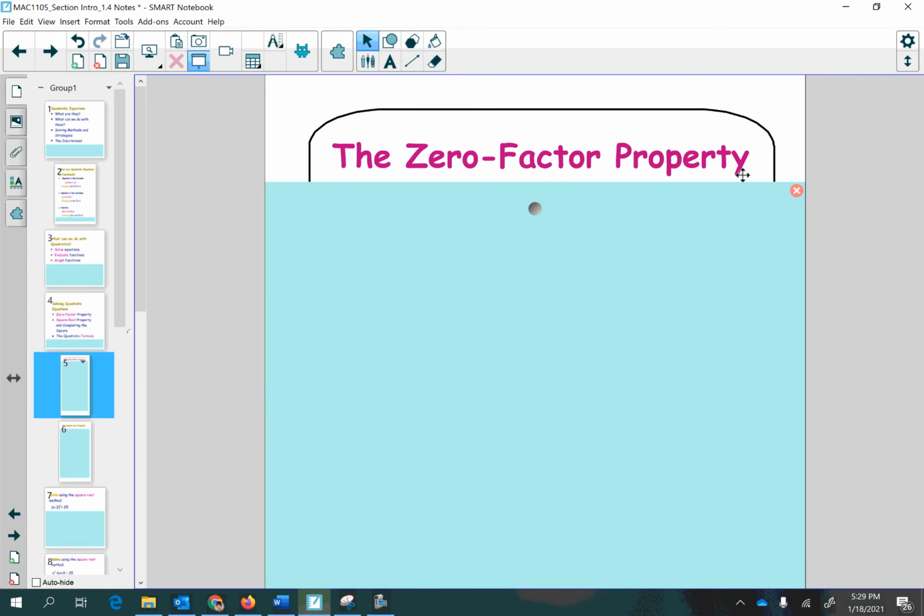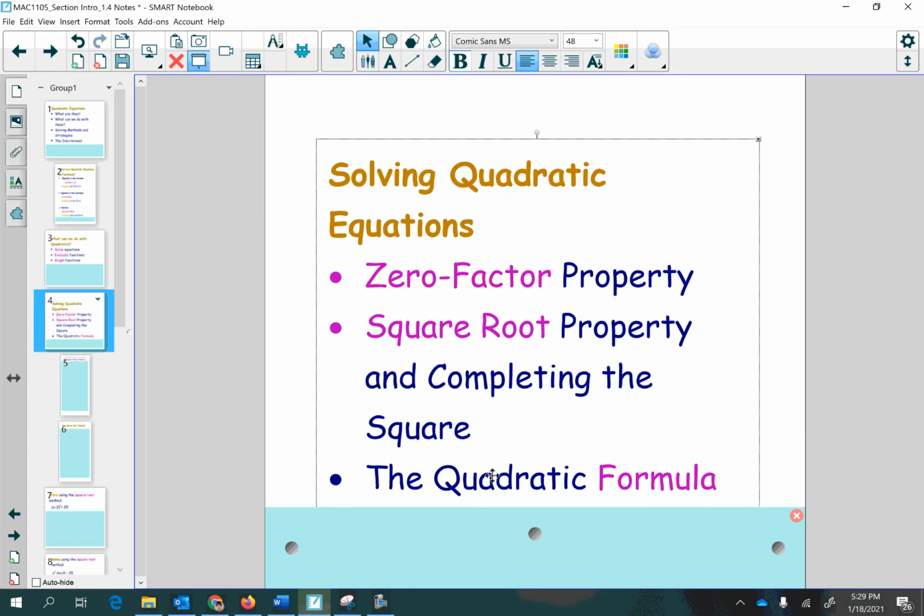The zero factor property. Now, before I get into each one of these, let me just say, students often wonder, well, why do you have to teach me different methods of solving the same type of problem? It's not just to give you more stuff to learn. It's so that you can increase your toolbox, or you can stock your toolbox, because some problems will be easiest to solve with the zero factor property.